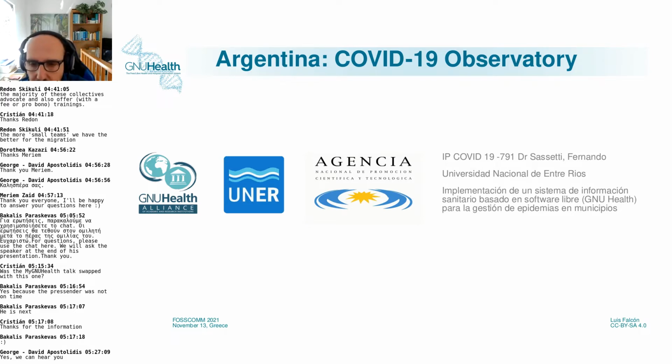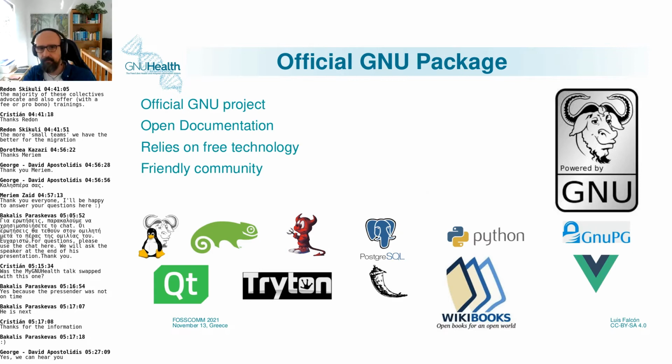This is one of the latest projects that we have. It's related to Argentina, and the government of Argentina chose GNU Health as the real-time COVID-19 observatory for Entre Ríos province. And now it is not only for COVID, but for any transmittable disease. They can use GNU Health on it.